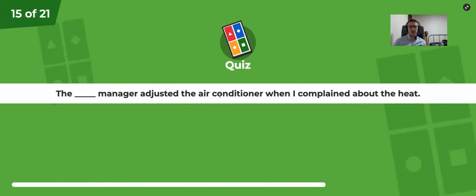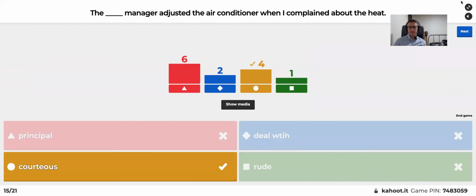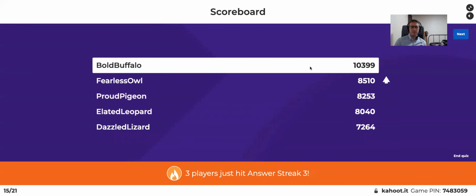The blank manager adjusted the air conditioner when I complained about the heat. Courteous, right? Because the air conditioner or the aircon maybe went up or down. Probably up. Fearless Owl moved up. Good job.